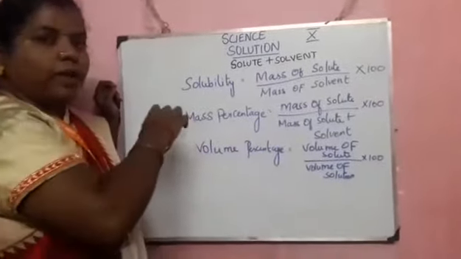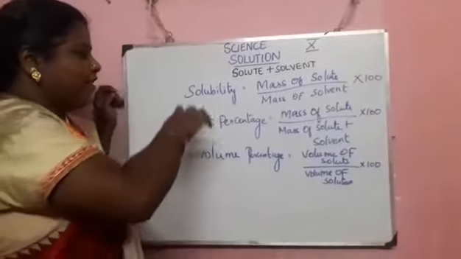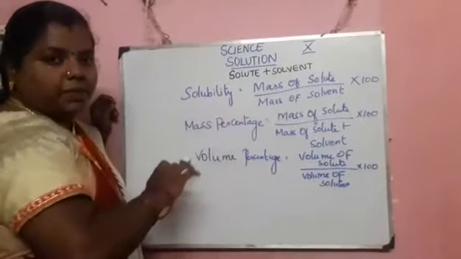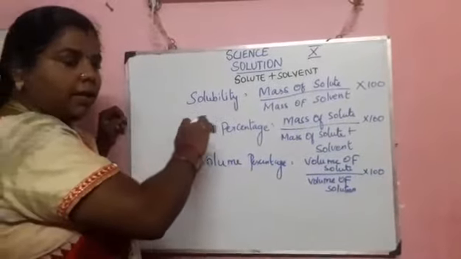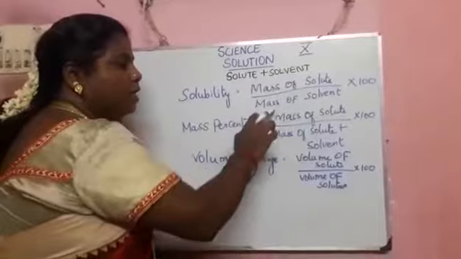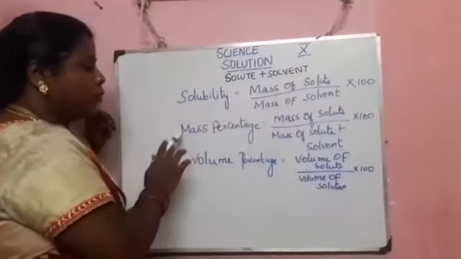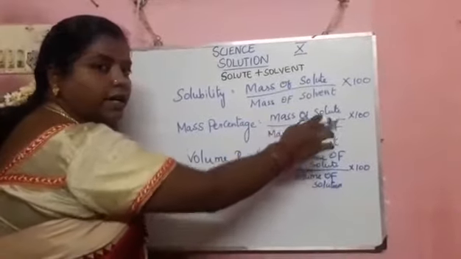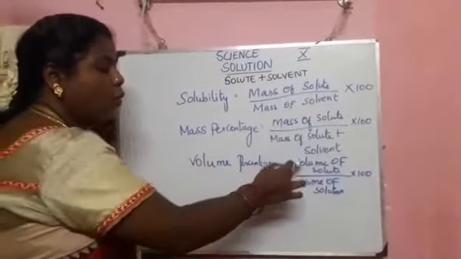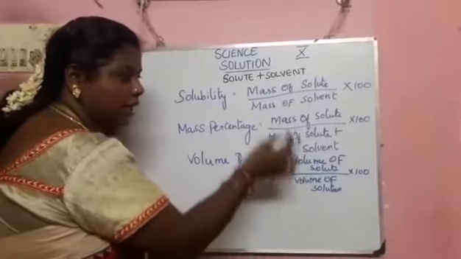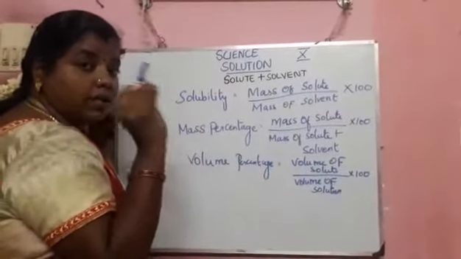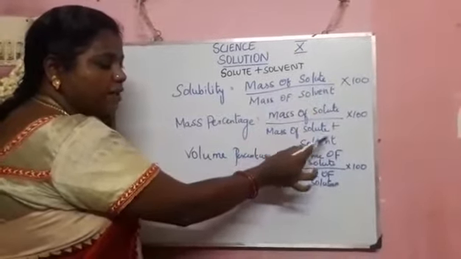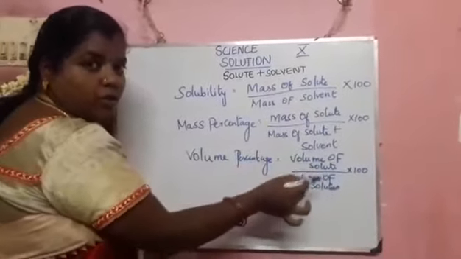Next, we will see some more problems. First, the formulas related to numerical problems. First, solubility of a substance: mass of the solute by mass of the solvent into 100. Next, mass percentage: mass of the solute by mass of solute plus solvent, into 100. Then volume percentage: volume of solute by volume of solution. You have to understand what the question gives, solute, solvent, or solution.